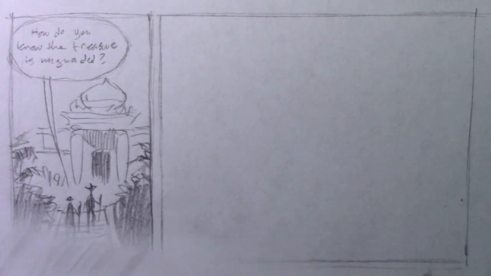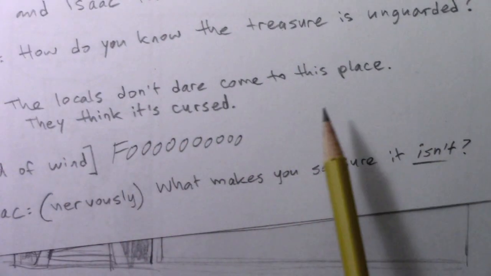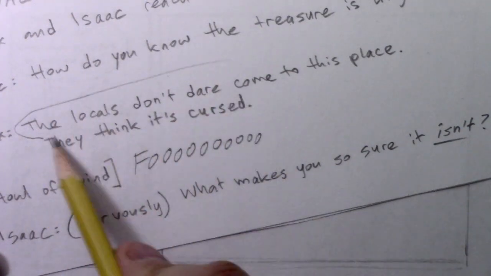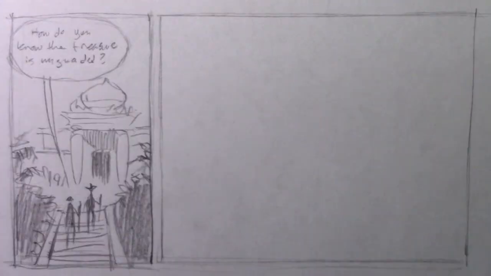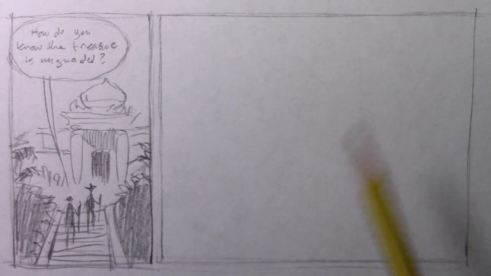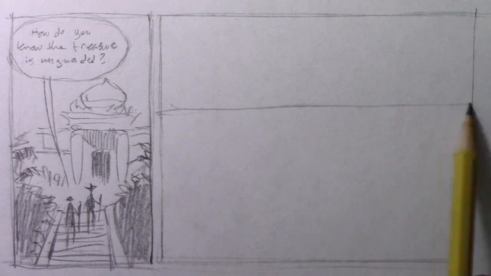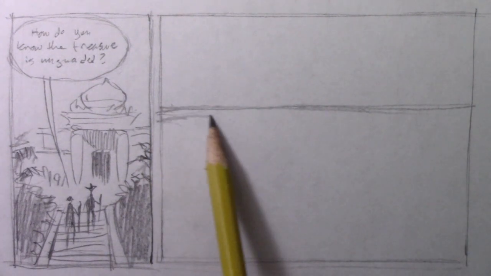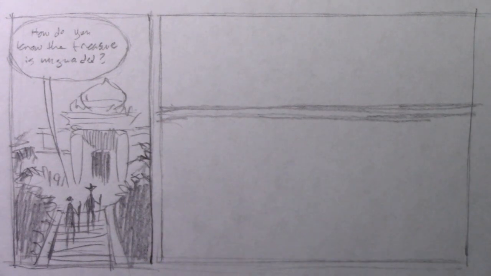The next one, we got Tex saying to Isaac, "The locals don't dare come to this place, they think it's cursed." So we got two sentences here, and my instinct generally is to break them into two separate speech bubbles. And that's exactly what I'm going to do. And so let's think about what will work as a panel. How about if we come up here and make a nice big horizontal panel. It's going to leave some space below for whatever we choose to do with that remaining space.